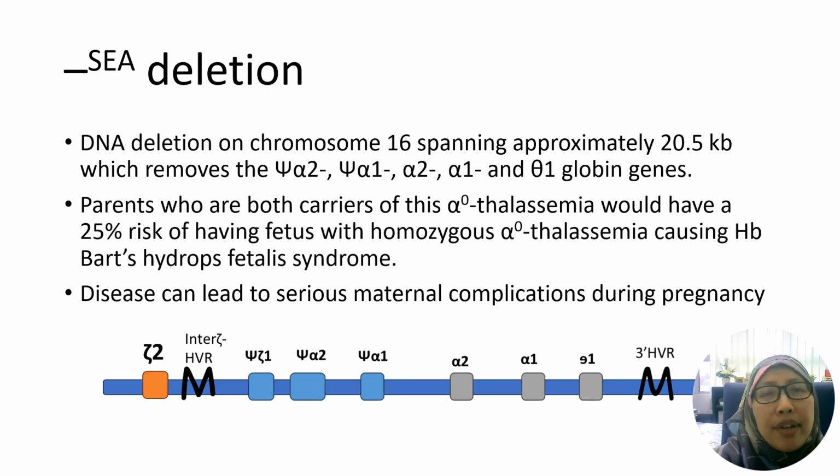Parents who are both carriers for this alpha naught thalassemia would have a 25% risk of having a fetus with homozygous alpha naught thalassemia, causing hemoglobin Bart's hydrops fetalis syndrome. Although some survivors with hemoglobin Bart's hydrops fetalis syndrome have been documented, the disease can lead to serious maternal complications during pregnancy, such as hypertension, preeclampsia, polyhydramnios, and severe postpartum hemorrhage. Therefore, it is necessary to provide accurate diagnostic tests for carrier screening and prenatal diagnosis.